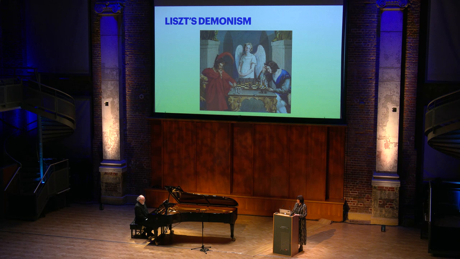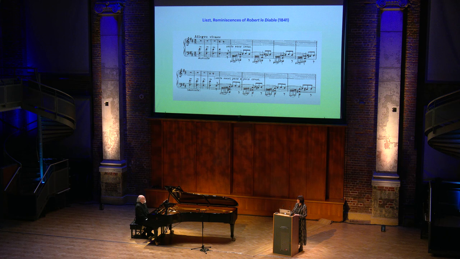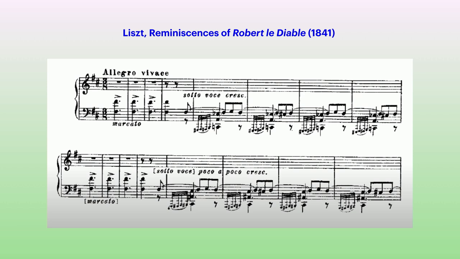The first time he uses the tritone and diminished harmony for the devil is in his fantasy on Robert le Diable, Robert the Devil, another Meyerbeer opera. Again, around 1831, actually, not 1841.